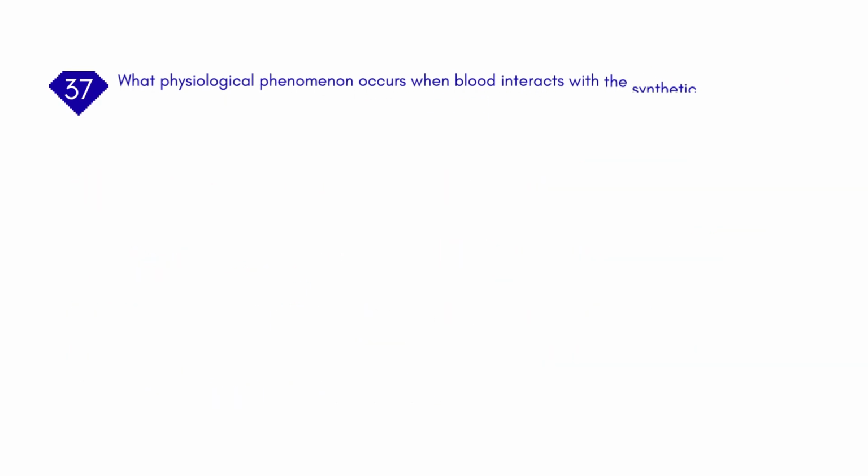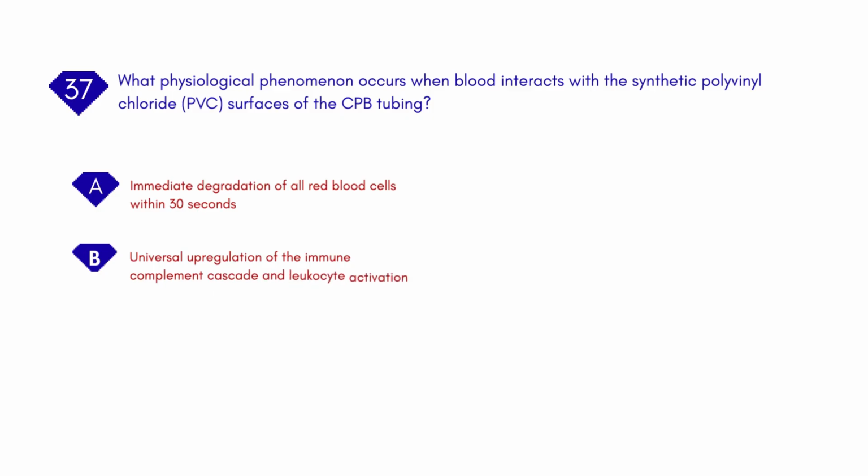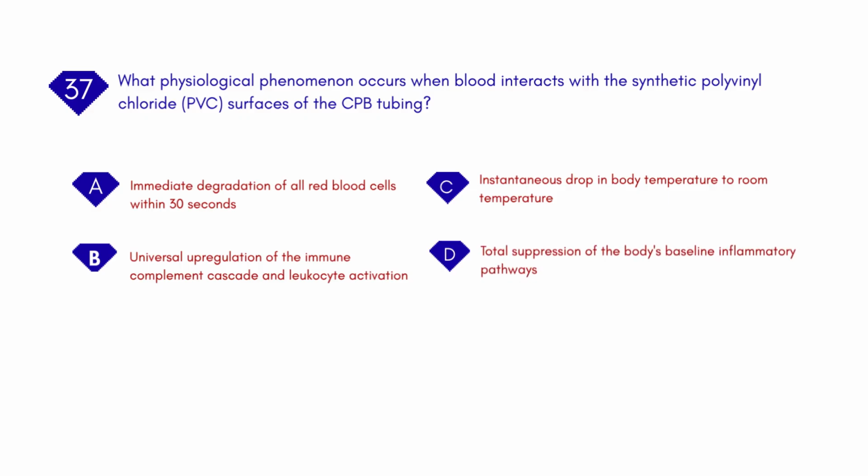What physiological phenomenon occurs when blood interacts with the synthetic polyvinyl chloride, PVC, surfaces of the CPB tubing? A. Immediate degradation of all red blood cells within 30 seconds. B. Universal upregulation of the immune complement cascade and leukocyte activation. C. Instantaneous drop in body temperature to room temperature. D. Total suppression of the body's baseline inflammatory pathways.